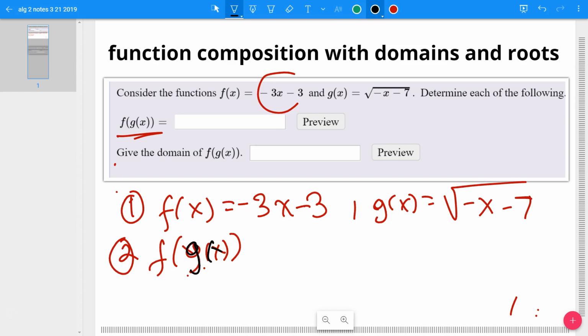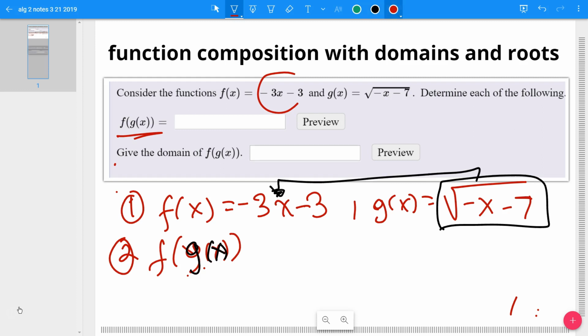I'm going to emphasize it in a different color. So this is g of x in black here. That expression right here, this is what represents the function g of x. That whole thing with the root symbol and the negative x and the negative 7, you plug that in for x right here. That's what it means. So let's do this in action. It's going to look like this.